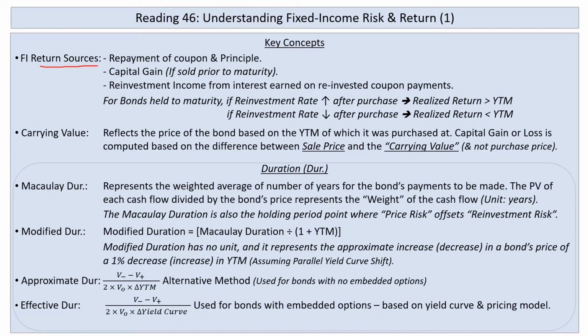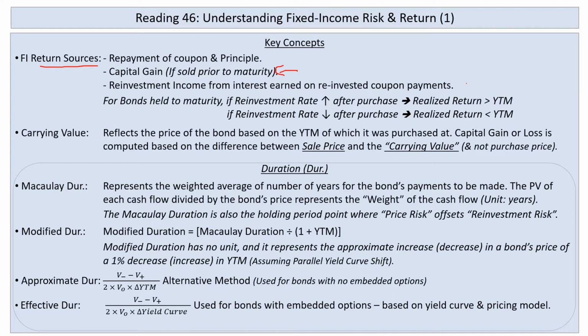Now, over and above that, an investor can generate more income through capital gain. This happens if the bond is sold prior to maturity. So let's say the bond was initially bought at a YTM of 7%, and after a year, YTM decreased to 5%. That means that the price of the bond will increase, and that increase could be materialized as capital gain if the investor decides to sell the bond. So another potential source of return is capital gain.